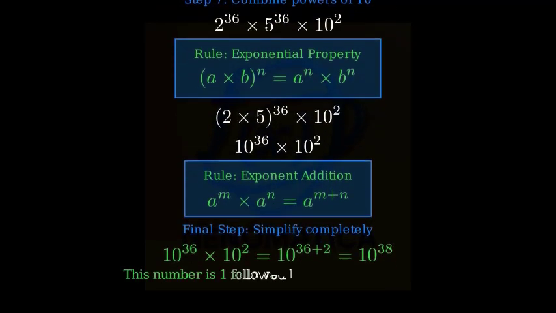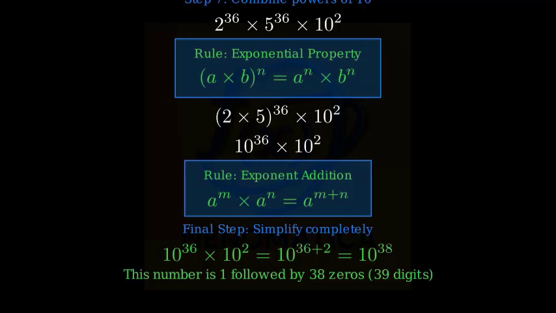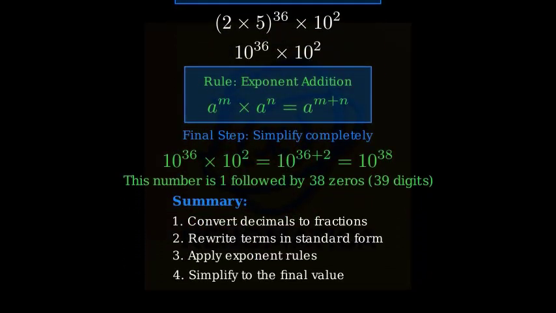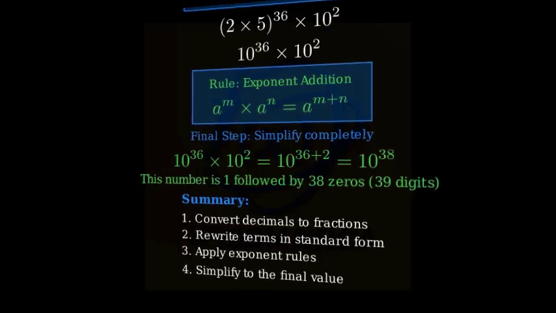Therefore, the value of the given expression is 10 to the 38th power, which is a number with 39 digits, 1 followed by 38 zeros. To summarize, we solved this complex expression involving exponents by converting decimals to fractions, rewriting terms in standard forms, applying various exponent rules, and finally simplifying to get our answer of 10 to the 38th power.